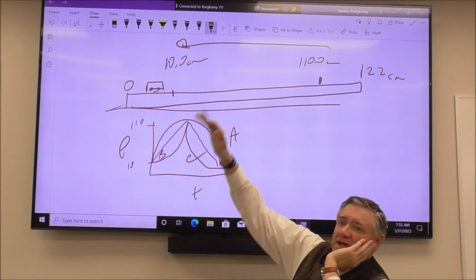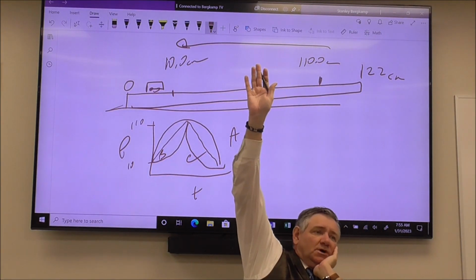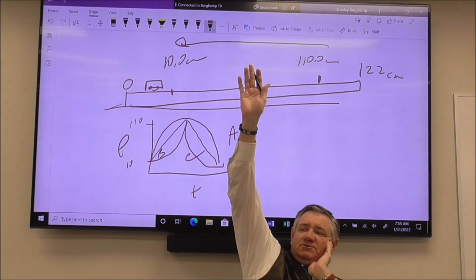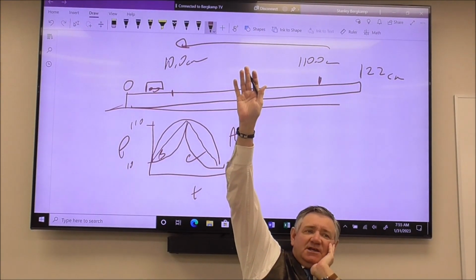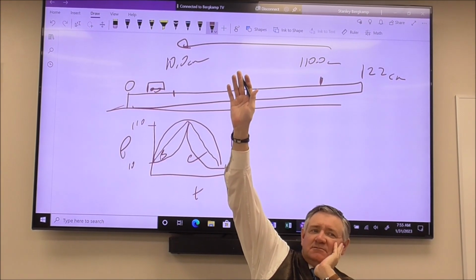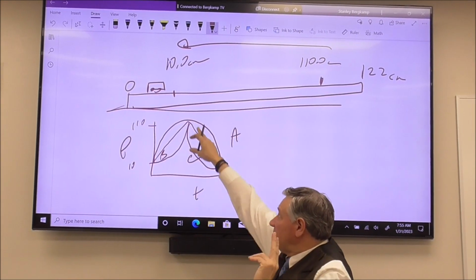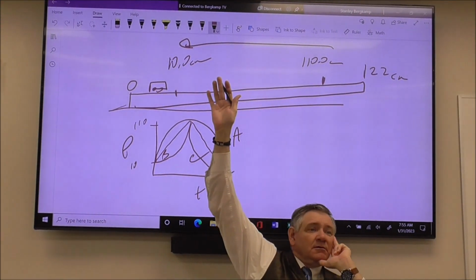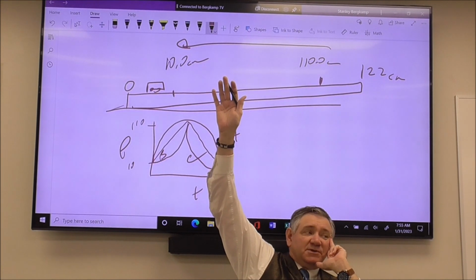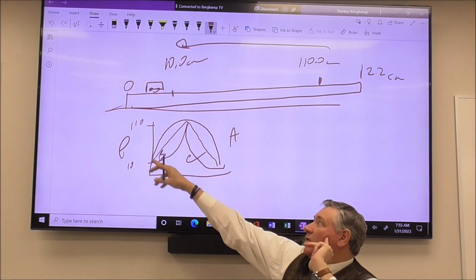So how many vote A? 1, 2, 3, 4, 5 is kind of gaining momentum. 6. What about the middle line of B? Nobody's on the B train. What about C?